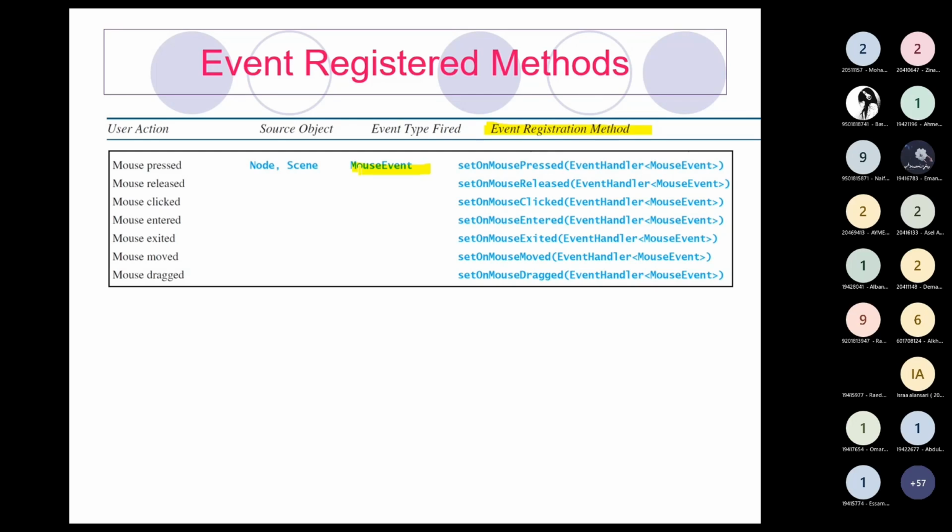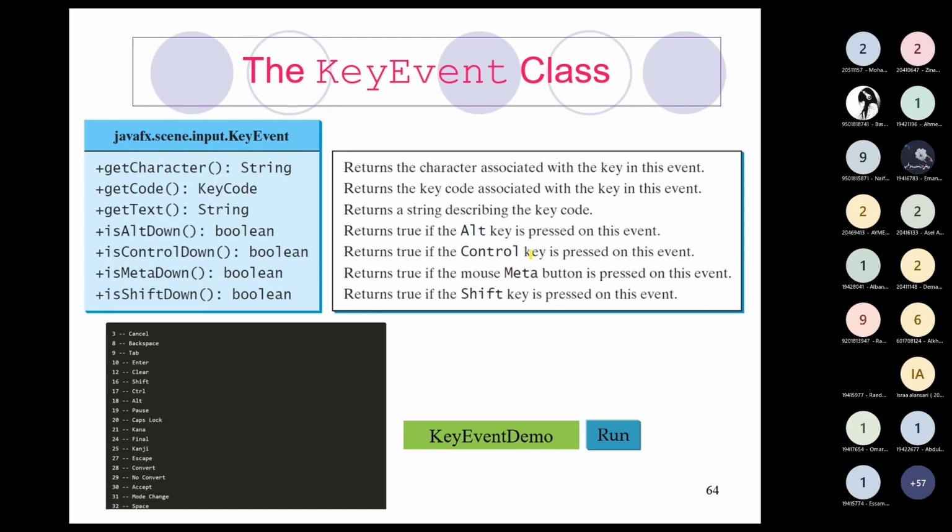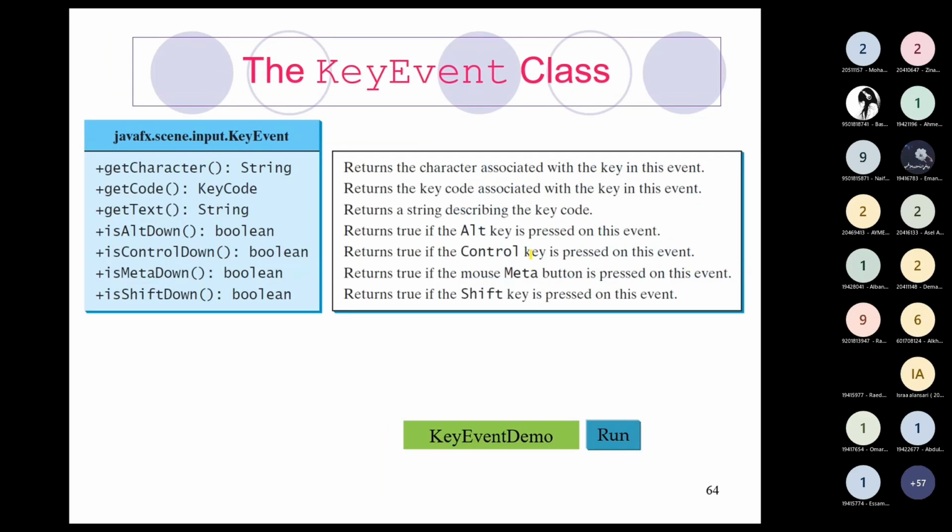Okay, so a third type. We said we have an action event, a mouse event, and now we'll talk about the key events class. The key events, from its name, you will figure it out. What exactly does it care about?